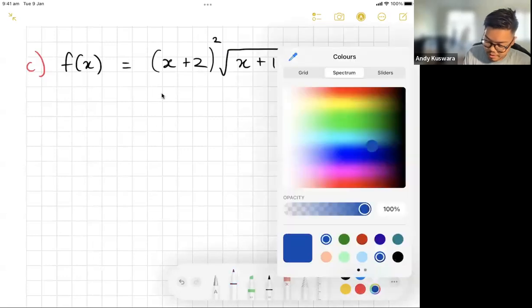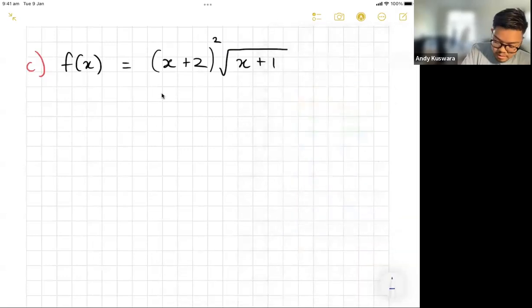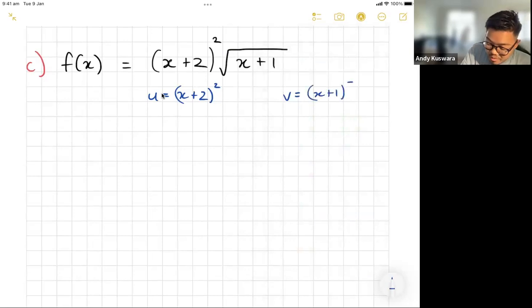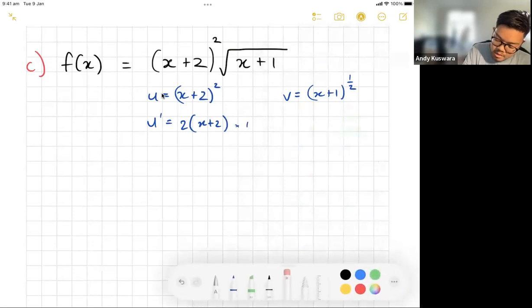If you didn't give the last one a go, better give this one a go. Two terms: u is (x plus 2) squared, and v is, I'm going to write it as (x plus 1), and because it's a square root, it's to the power of a half. And again, same thing, u dash becomes 2 bracket (x plus 2), take away 1 from the power, that becomes 1, times the derivative, which is just 1. That becomes your u dash.